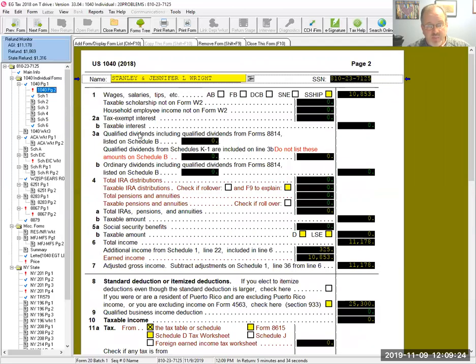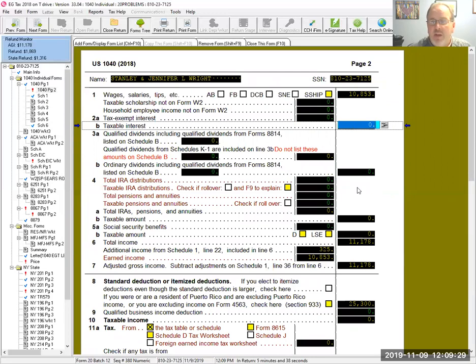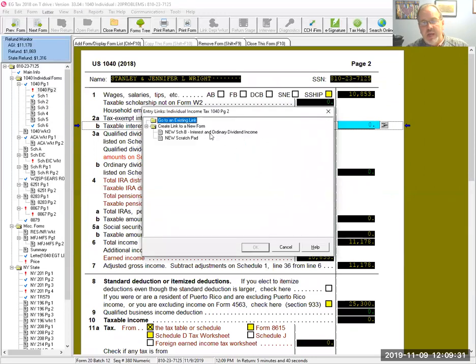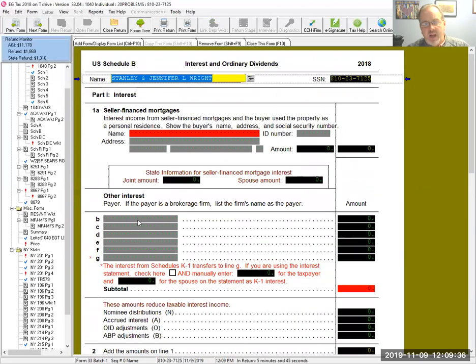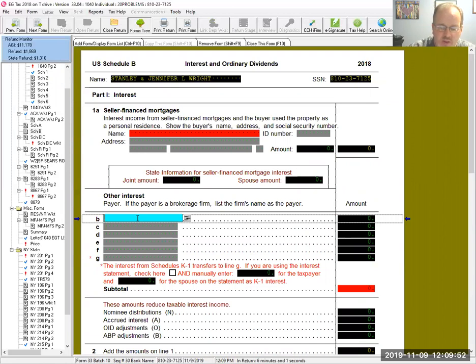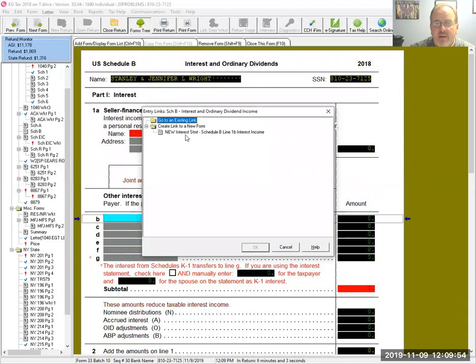1040 page 2, we got our interest. We're going to go and light it up. Hit F9, we got our Schedule B. So the next column will be Schedule B. And then we're going to go to the little b. Remember, Schedule B, interest and dividends go on the Schedule B, but never type on the B, okay? They go on, interest and dividends go on the B, but never type directly on the B. So we're going to go in there, hit F9, gives us a new interest statement.